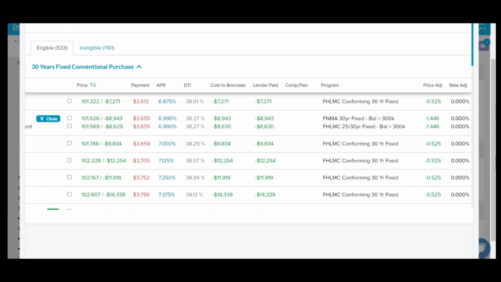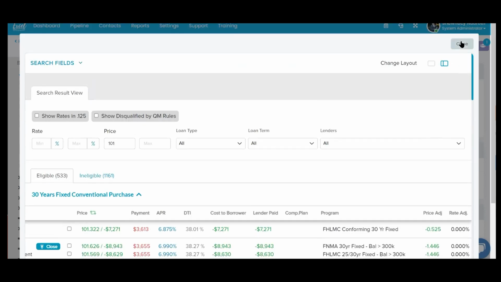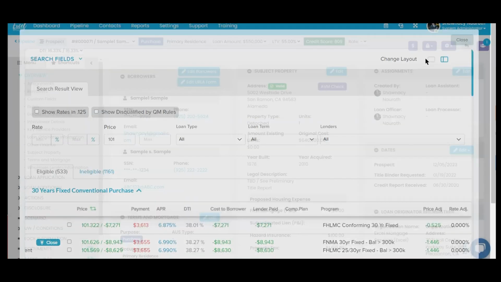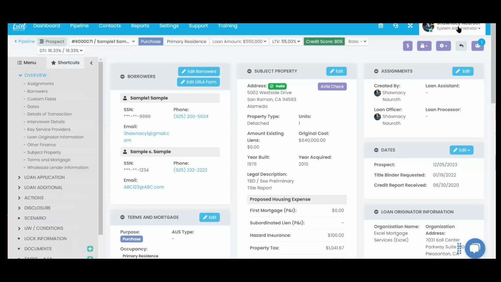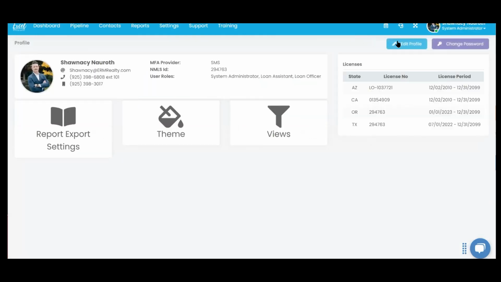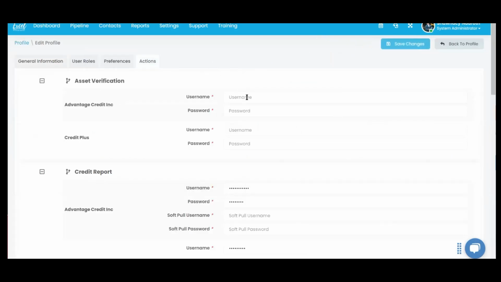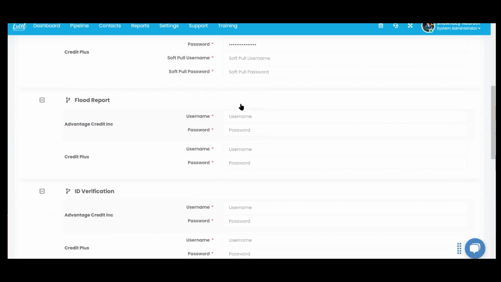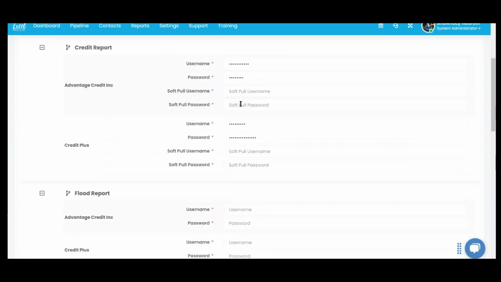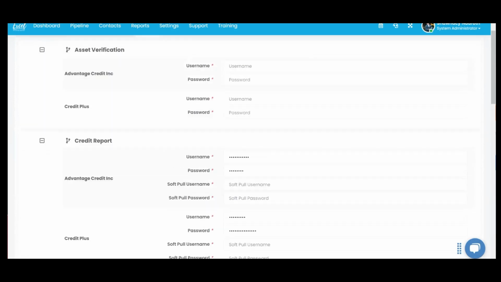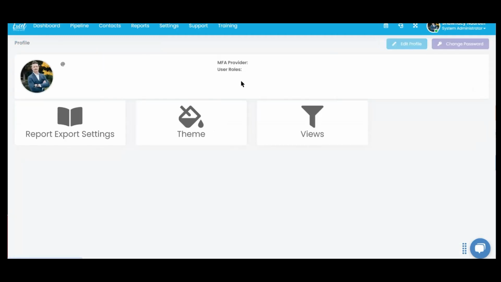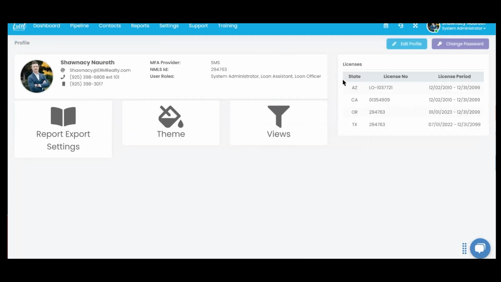And again, what you're going to do is, let's close this. You're going to go to your profile. You're going to click on profile. You're going to go to edit profile, and you're going to go to actions. And then with this, you're going to go down to pricing provider down there, and you're going to put the email address in there, and then it should work. And you got to press save, of course. So that's about it. And happy pricing.